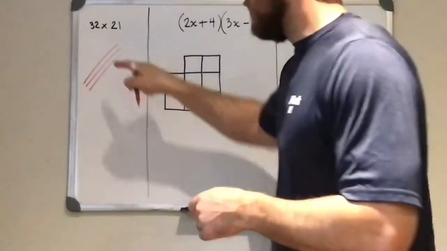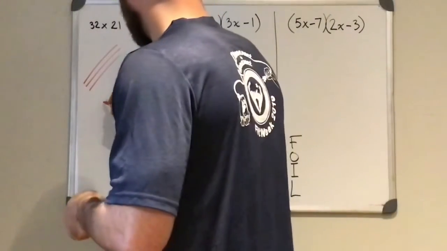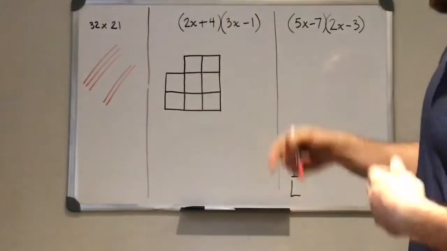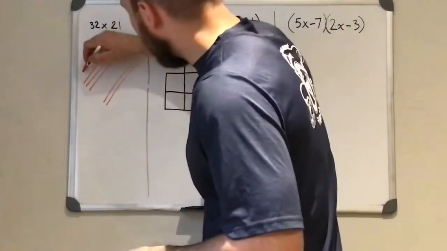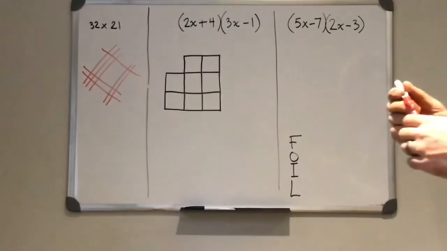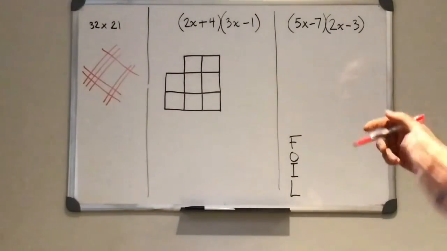So for 32, I'm going to make 3 sticks here and 2 sticks here. So that's the 30 and the 2. We're going to do the same thing here, 20 and the 1. And it's just kind of something neat that happens here.